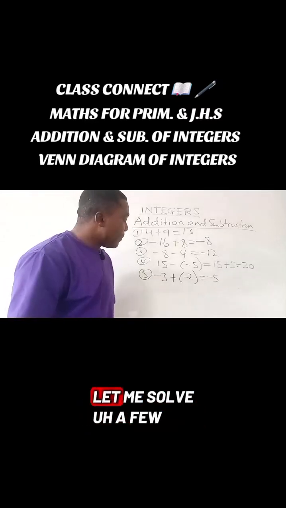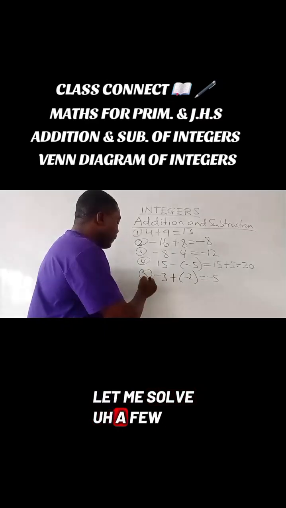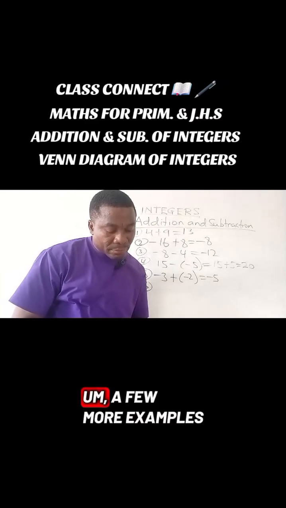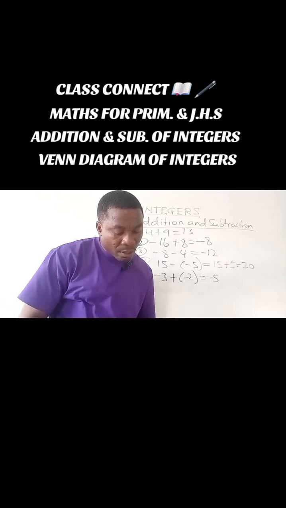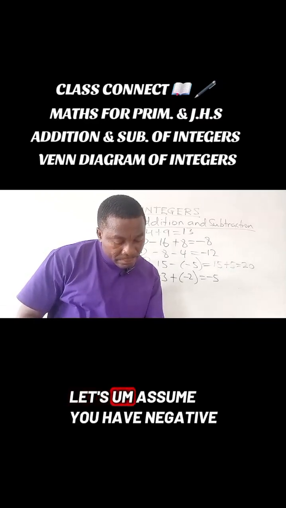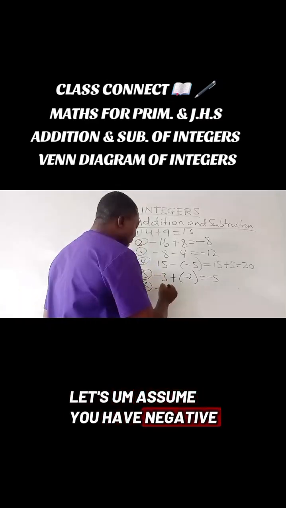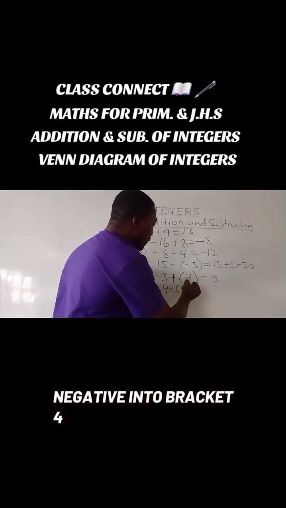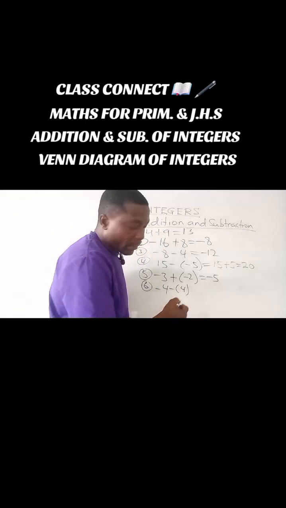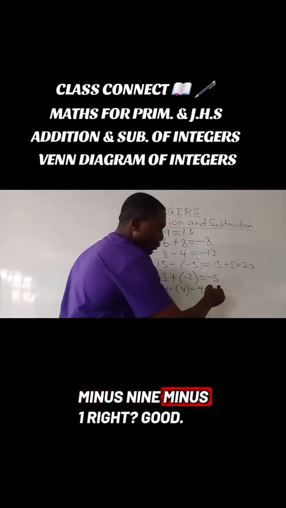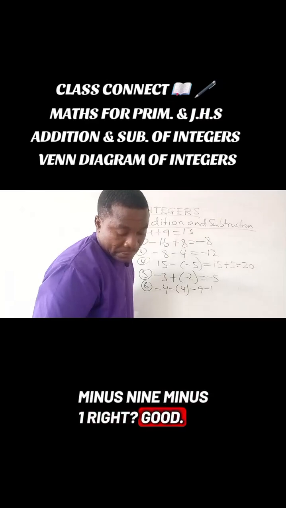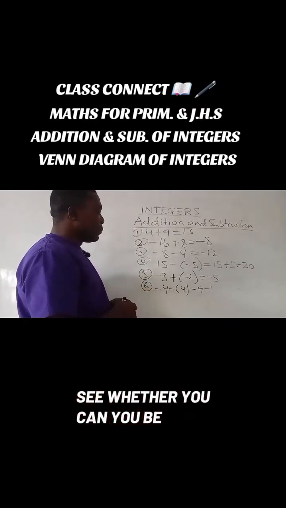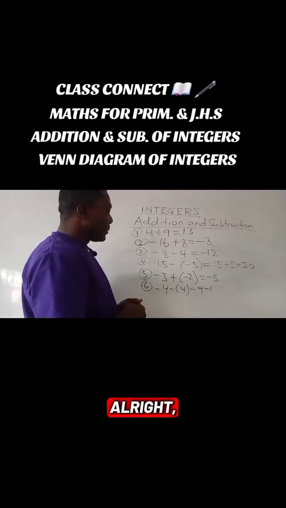All right, good. Let me solve a few more examples. Let's assume you have negative 4, negative into bracket 4, minus 9, minus 1, right? Good. So let me give you some small time and see whether you'll be able to solve this for me.